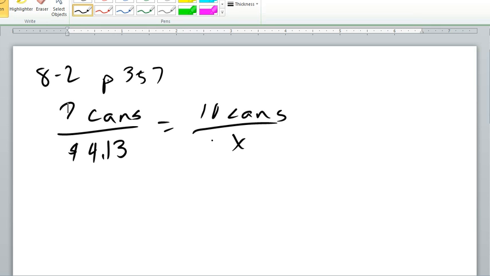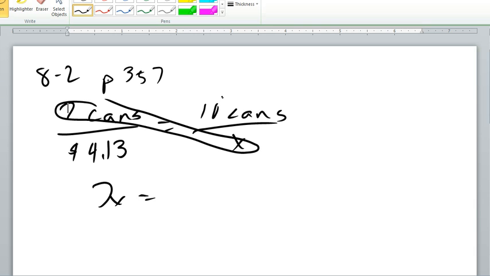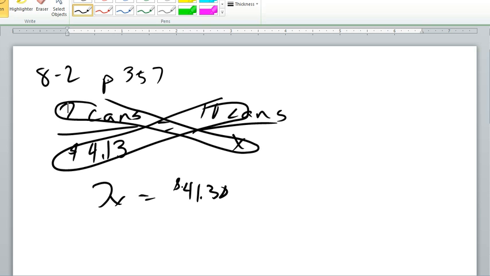So what you do is you cross multiply, and then you can divide by the number in front of the variable. So in other words, we're going to take 7 cans times x. Okay, so we've got 7x. And we're going to take 10 times $4.13. So if we multiply that out, we're going to get $41.30. Now, to solve this, you just have to divide each side by 7. Okay, so we take 4130 divided by 7.